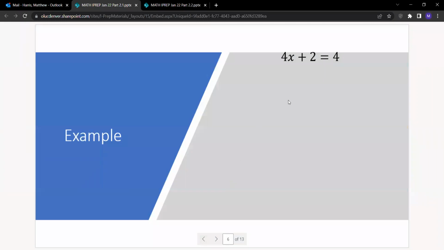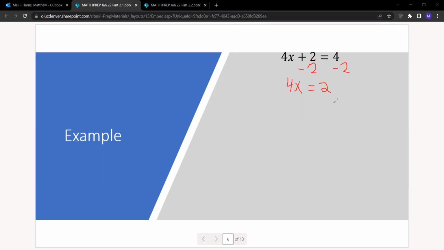So in this example, we have 4x plus 2 is equal to 4. So the first thing we would do is our addition and subtraction. So we have this plus 2, and we're trying to get it away from this x. So how we do that is we subtract it. So if we have 4x plus 2, we subtract that 2, right? So it's no longer on the left side. But it's important to note, whatever you do to the left, you must also do to the right. So we have minus 2 here. So over here, we also have to have minus 2. And what that will look like is 4x is equal to 2.